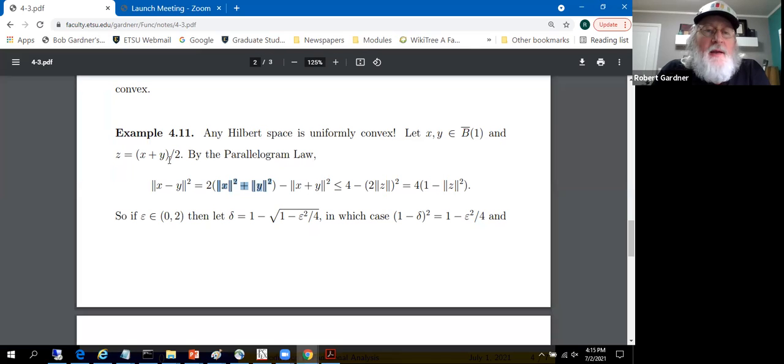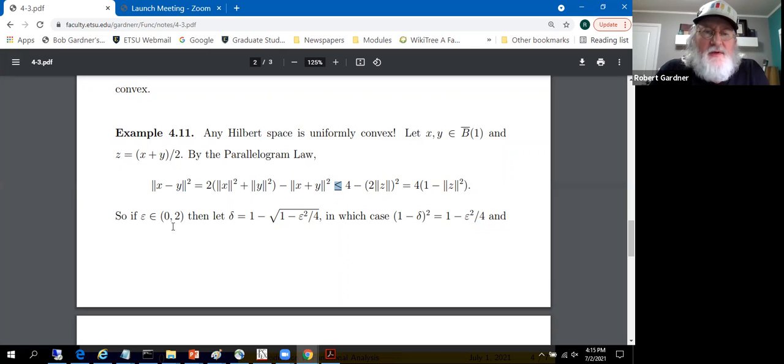x plus y is 2 times z. We introduced the parameter z to represent this vector. So 2z equals x plus y, and we'll substitute that in as well. Here comes another 4. We can factor the 4 out and get 1 minus the norm of z squared. So we've got the norm of x minus y squared less than or equal to 4 times (1 minus the norm squared of z).